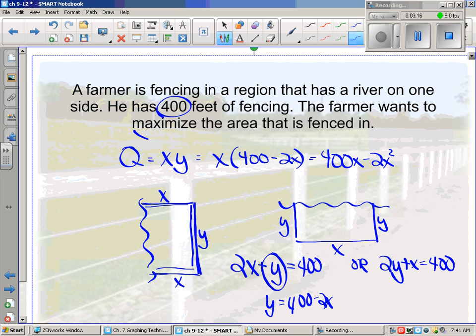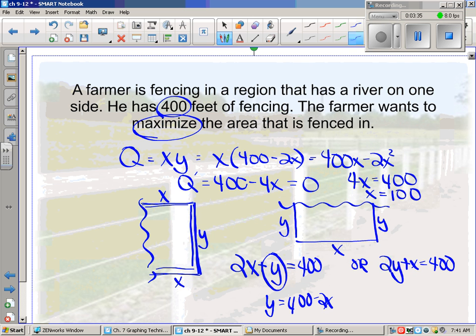So if I want the maximum, then what I'm going to do next is, of course, the derivative. You guessed it. So I have 400 minus 4X, and I want to see when that will equal 0. And so easily done. 4X equals 400. X equals 100.